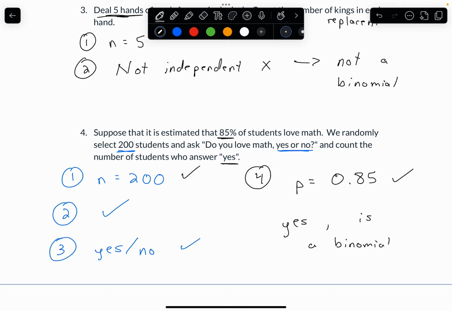As you're working through some of these problems, try and make a mental note about these 4 conditions. Think about, how many trials am I running? Are my trials independent? Are there 2 outcomes? And is the probability the same for each one of these trials?